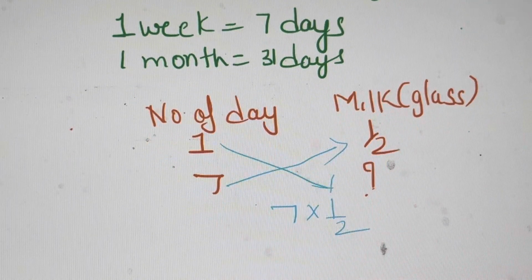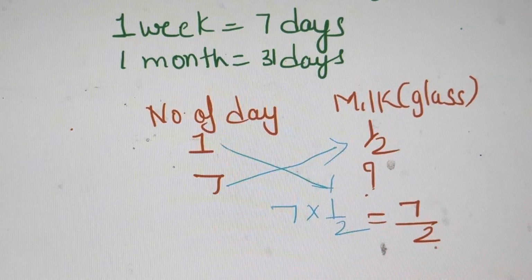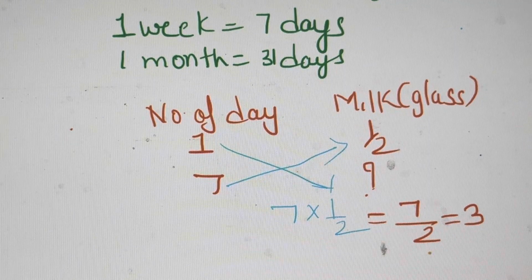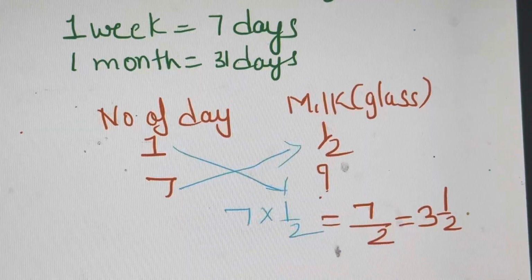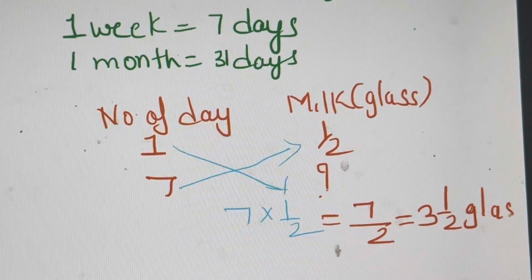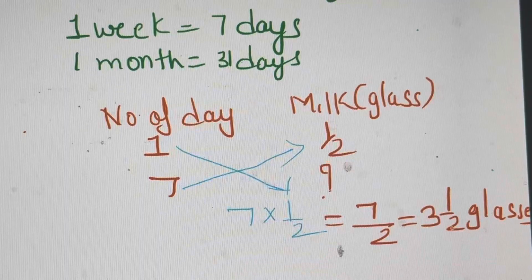7 ones are 7 upon 2. 7 upon 2. Now this, when we convert it into mixed fraction, we get 2 3s are 6. Small numbers are there, you can do it mentally. Divide 7 by 2. So 2 3s are 6, 1 is left. So 3.5 glasses. So in a week, he will drink 3.5 glasses of milk.